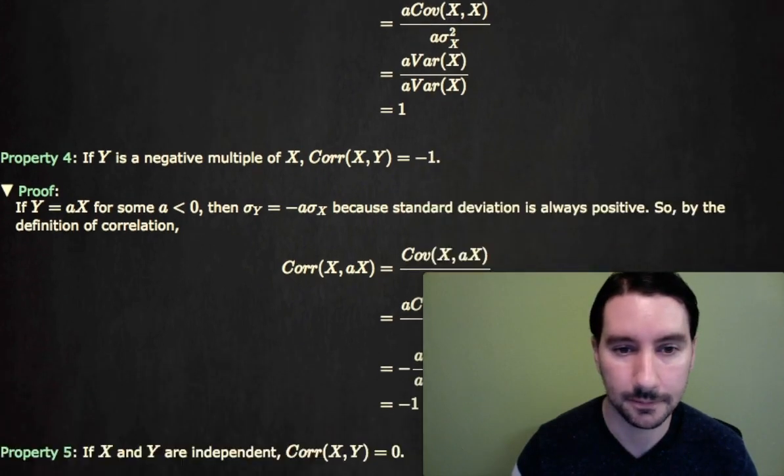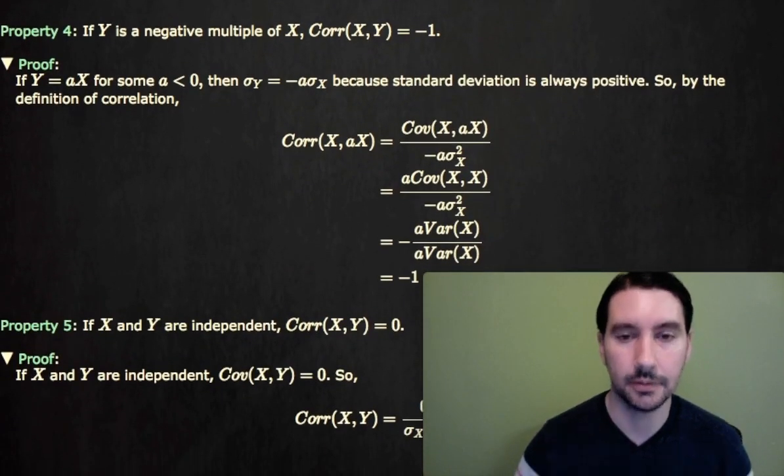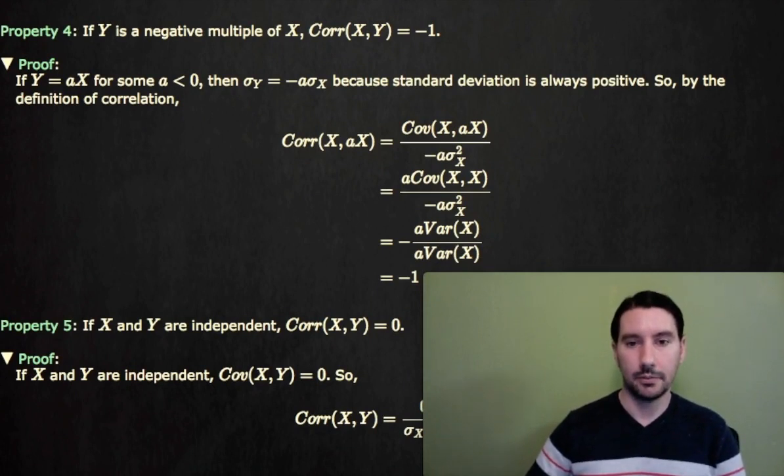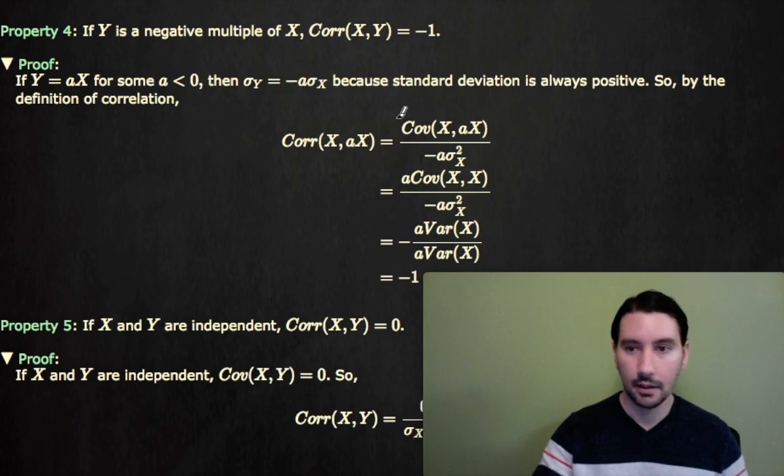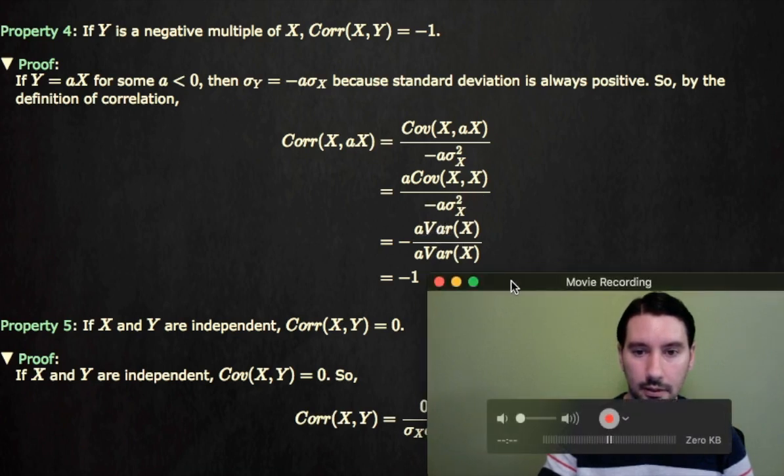And it's the same sort of algebra whenever y is a negative multiple of x. The correlation of x and y will be -1 if y is just a times x for some a less than 0. In this case, the standard deviation of y is -a times the standard deviation of x, because standard deviation is always positive. So if a is negative, -a is a positive number. And then we just plug this stuff in again. So the correlation of x and ax is a times the covariance of x and x over -a times the standard deviation of x squared, which is a variance x over -a variance of x, or -1.